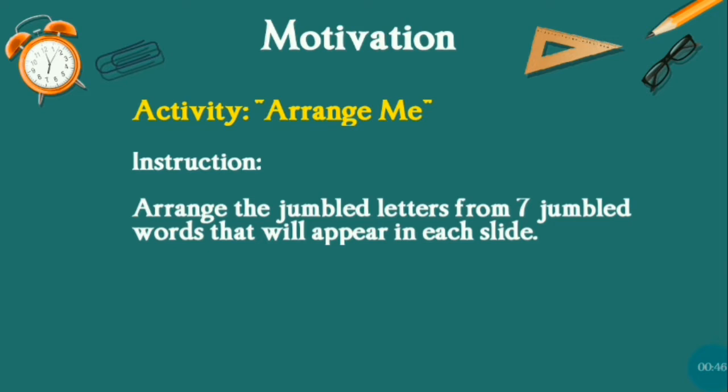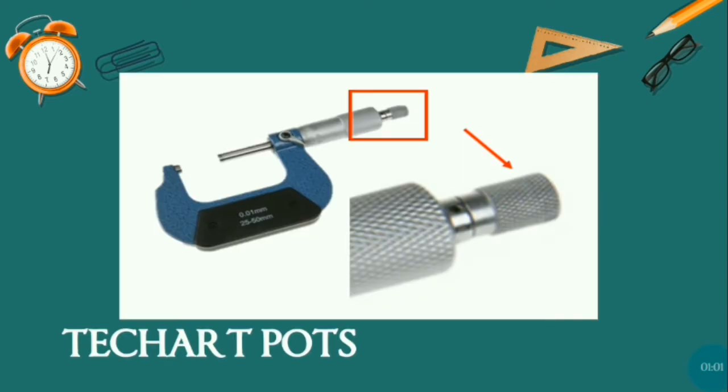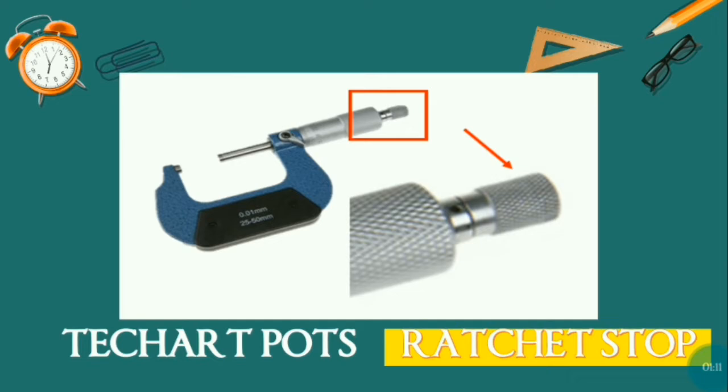Activity: Arrange Me. Instruction: arrange the jumbled letters from 7 jumbled words that will appear in each slide. In every slide, I will give you 5 seconds to think of your answers. First, what do you think is the jumbled letters? Very good. This is ratchet stop.